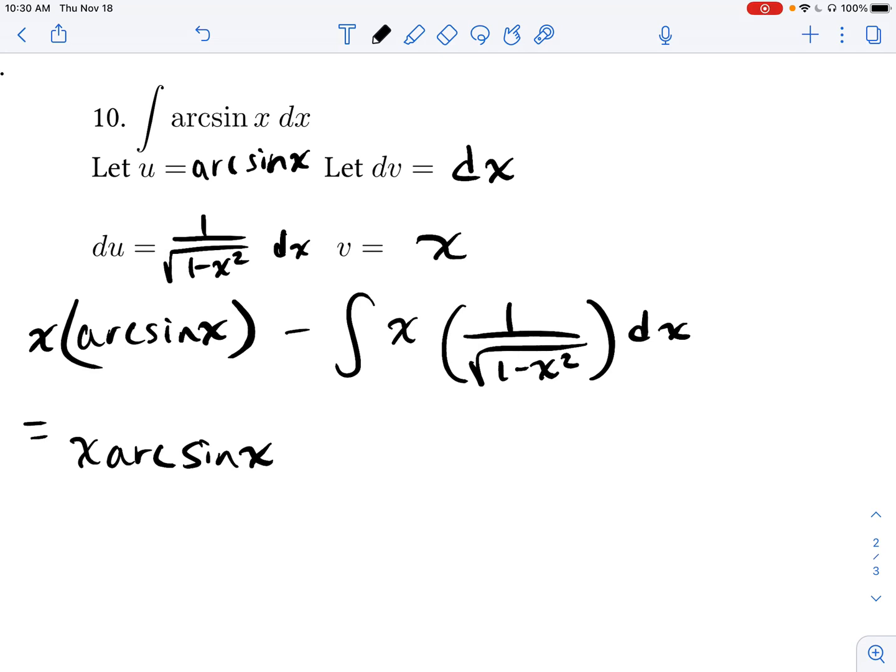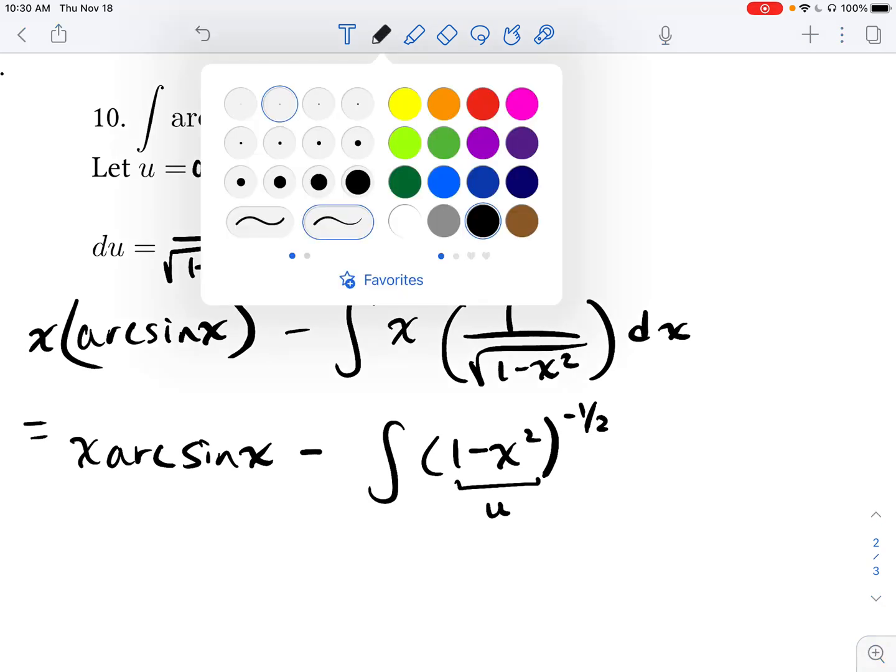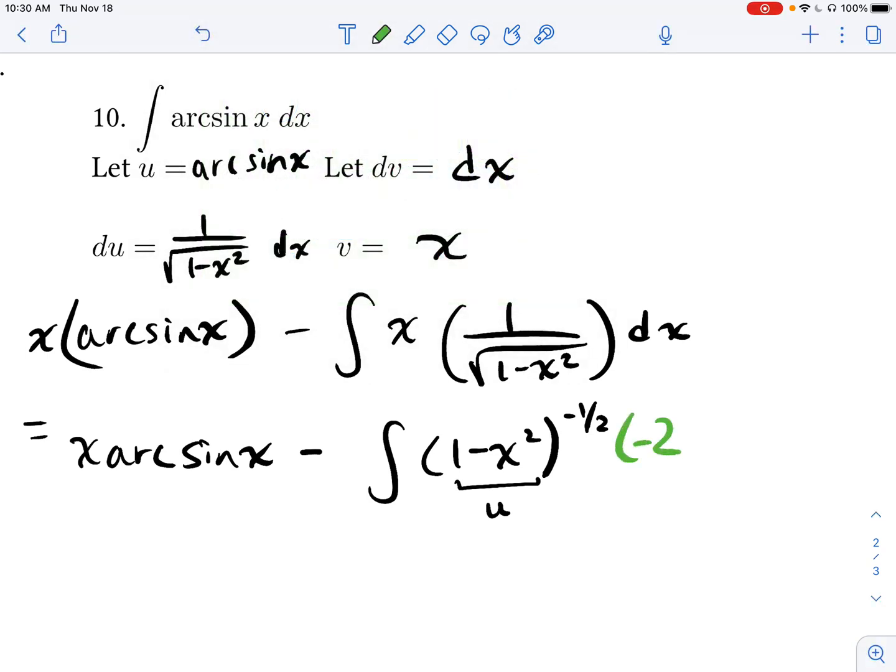We can rewrite this as the integral of x. Well, let's do this. Actually, let's take this 1 minus x squared and set it to the negative 1/2 power. We're just rewriting this in rational exponent form. And if I think about this as my u, my du would be negative 2x. So I would need a negative 2x dx.